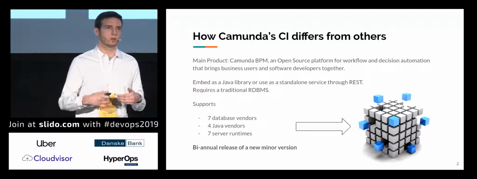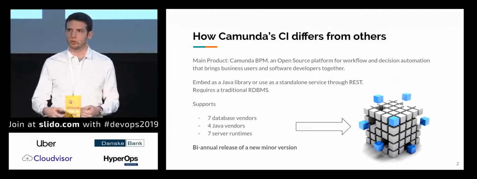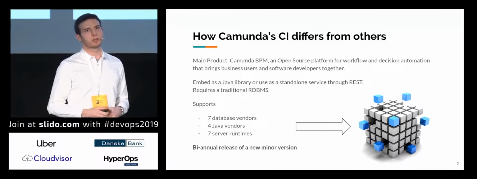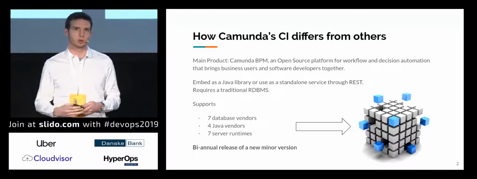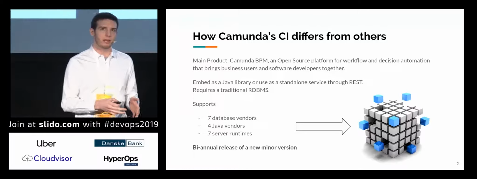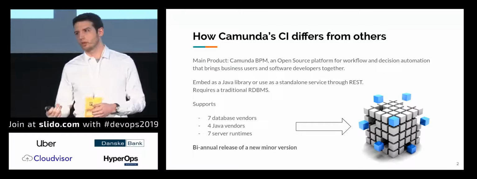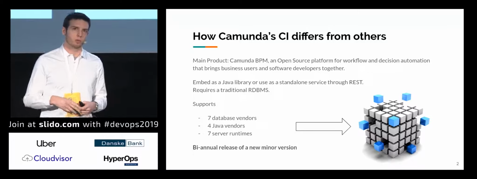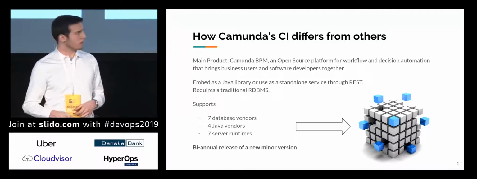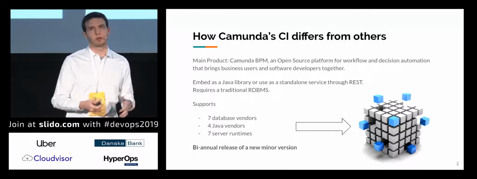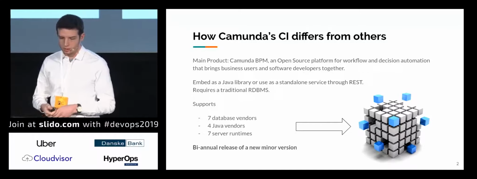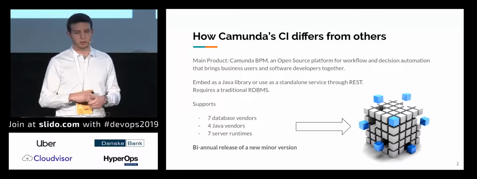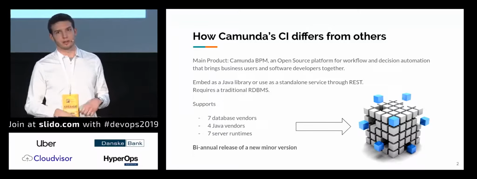We have an open source version that you can download and use for free. Feel free to do it at camunda.com. You can download it, use it, redistribute it as much as you want, and we have our open source release twice a year. On top of that, our enterprise customers have access to patch releases, for example, that fix security issues. They also have additional support and consulting from our team. And of course, their tickets have priority over the open source ones. Right now, we support over 7 database vendors, 4 different Java vendors, and 7 different server runtimes.